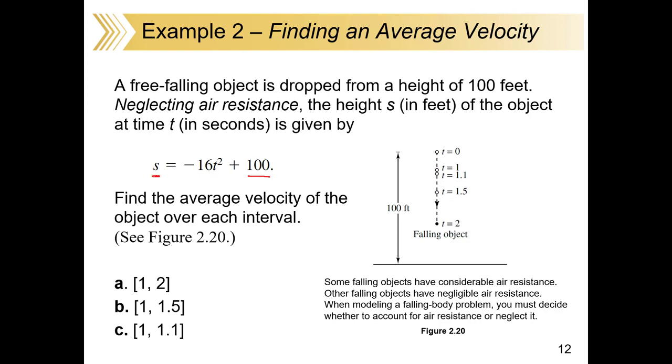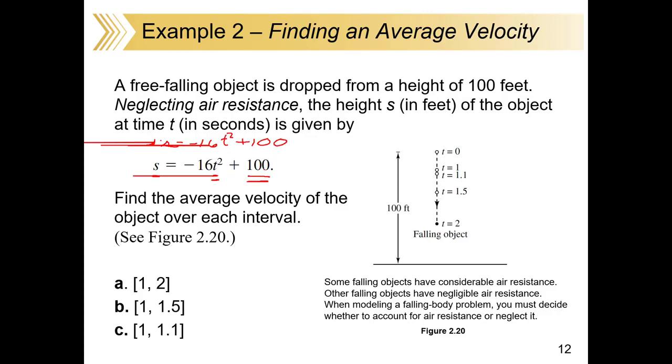This distance S represents the height of the baseball after you dropped it. The T represents how long it's been since you dropped the baseball. 100 represents how high the baseball was before you let it go. So this formula, I'm going to write S this way, it's a little safer. S equals minus 16 t squared plus 100.